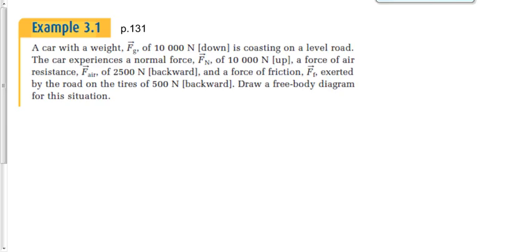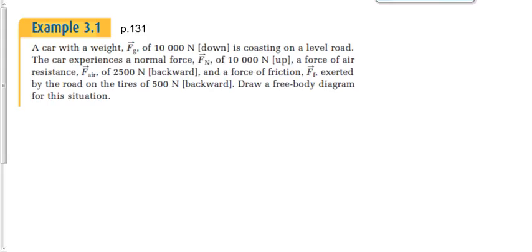Here's our first problem. This is just a free body diagram problem. It's chapter 3, by the way, page 131. It says, a car with a weight, which is a force of gravity, of 10,000 newtons downwards is coasting on a level road. The car experiences a normal force of 10,000 newtons up, right? We saw that when we were dealing with friction yesterday. Every single time we dealt with friction, the normal force was equal to gravity. So here you see it's 10,000 up for normal force, 10,000 down for gravity.